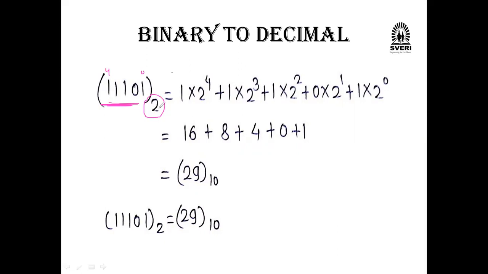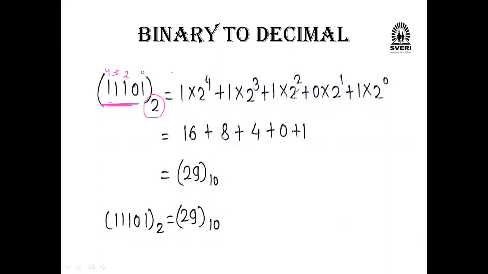So 1 into 2 to the power of how much? Which number is it, and what is the place of this number? Fourth place is 4. So we have to write 1 into 2 to the power of 4 here, plus the next 1 into 2 to the power of 3, plus 1 into 2 to the power of 2.